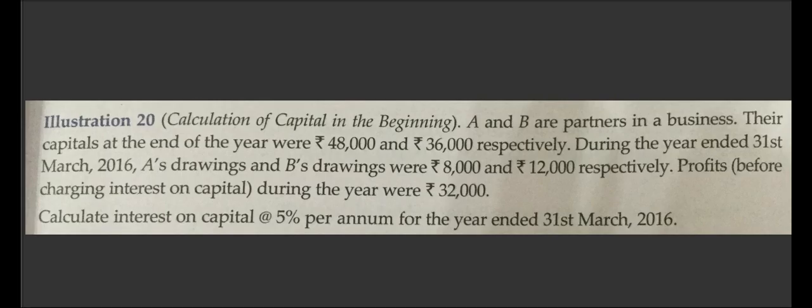During the year ended 31st March 2016, A's drawings and B's drawings were 8,000 and 12,000 respectively. Profits before charging interest on capital during the year were 32,000. Right? Calculate interest on capital at the rate of 5% per annum for the year ended 31st March 2016.